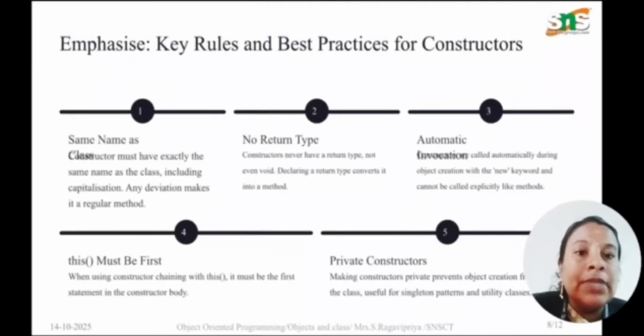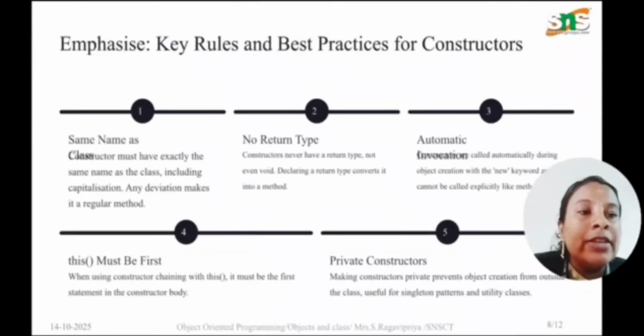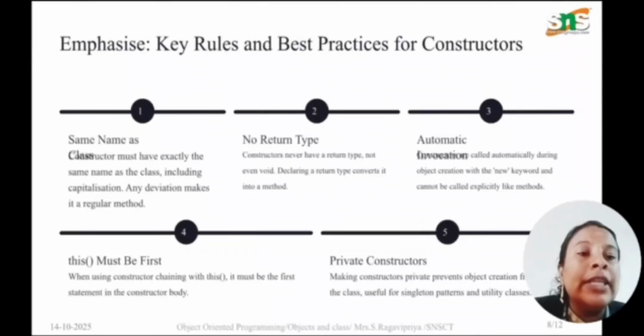So this must be first. When using constructor chaining with this, it must be the first statement in the constructor body. Private constructor: making a constructor private prevents object creation from outside the class, useful for singleton patterns and utility classes.